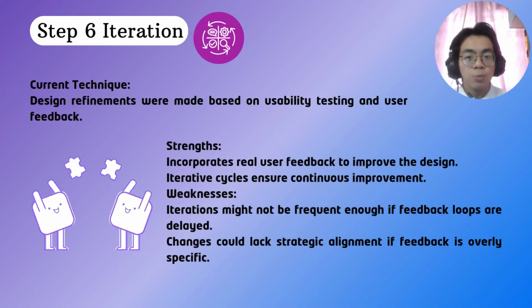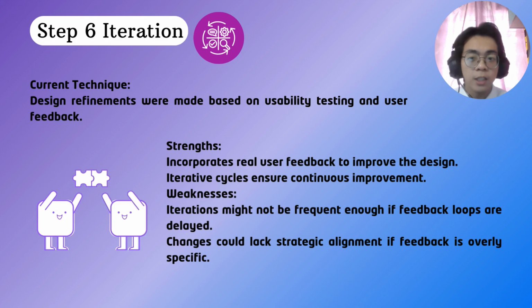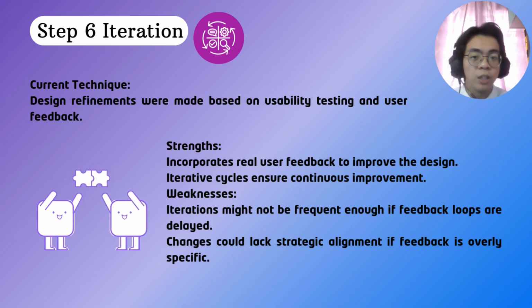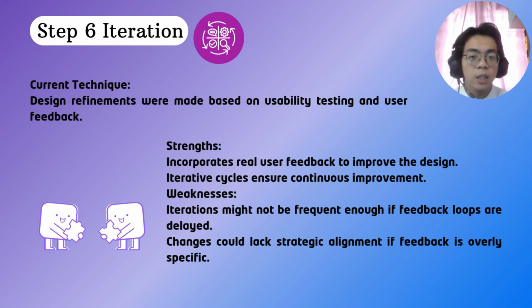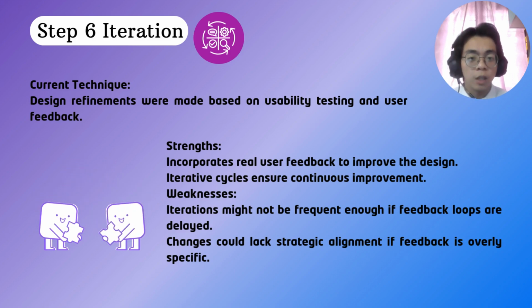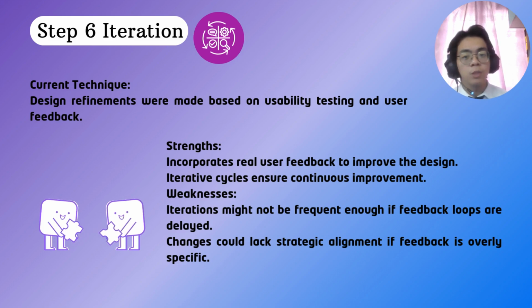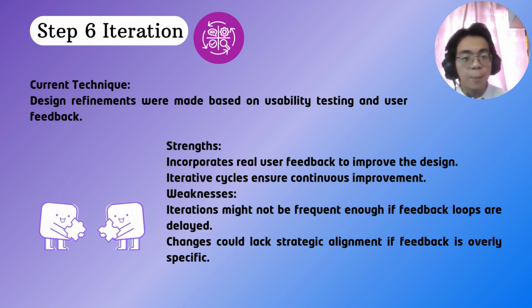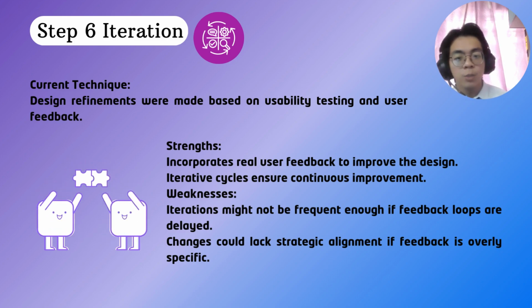Step 6, iteration. Design refinements were made based on usability testing and user feedback. It incorporates real user feedback to improve the design. Iterative cycles ensure continuous improvement. The weaknesses are that iterations may not be frequent enough if feedback loops are delayed, and changes could lack strategic alignment if the feedback is overly specific.